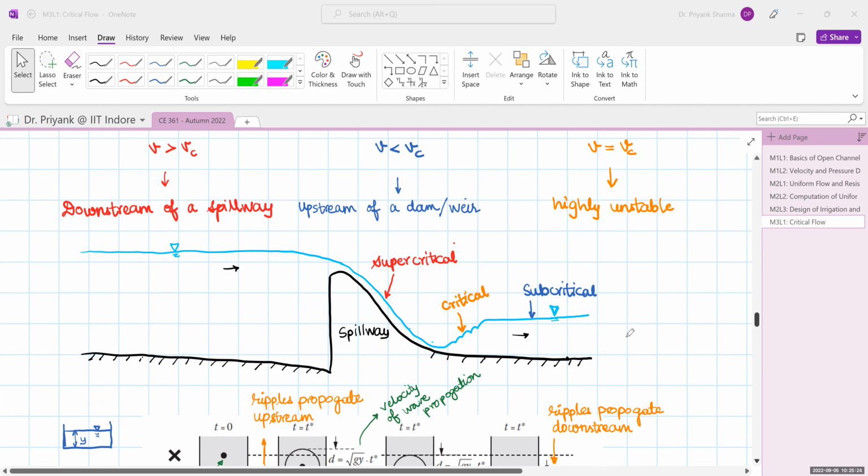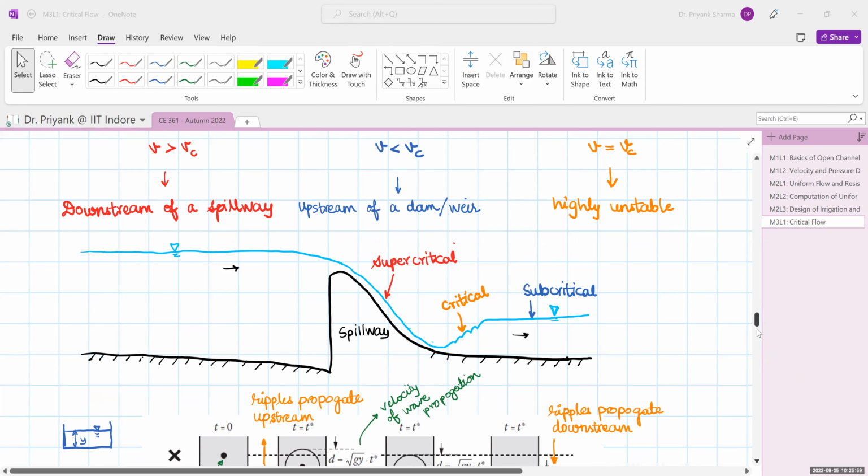When again in the downstream, what happens? Your flow depth is high and the velocity is low, so it is a subcritical zone. Now in between the supercritical and subcritical, there is a transition, and somewhere in this zone the critical conditions will occur, and this transition from supercritical to subcritical flow is called a hydraulic jump. Okay, so it is called a hydraulic jump, where your flow state transforms from a supercritical to a subcritical state.